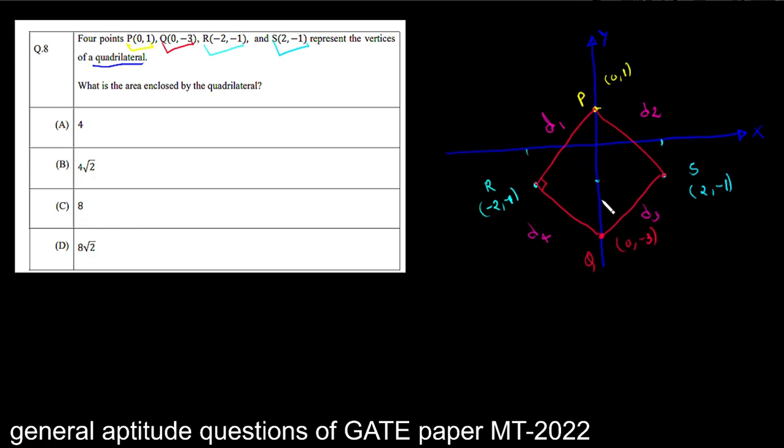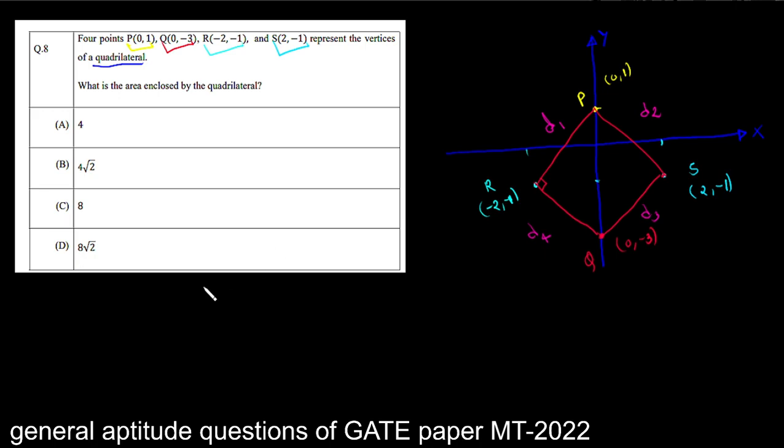Simply we have to divide this square into 2 parts. The first part is this little triangle with P, R and Q, and the second triangle is P, Q and S. So simply we can find the area of these 2 individual triangles and add them. But here it is easier to find the distance between those 2 points, in other words, the dimension of this length of the quadrilateral.